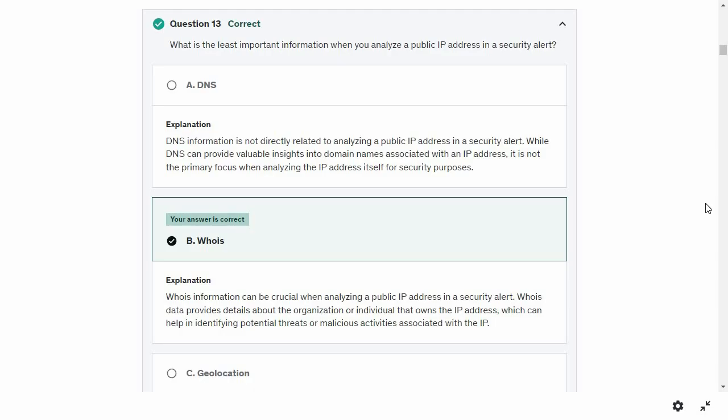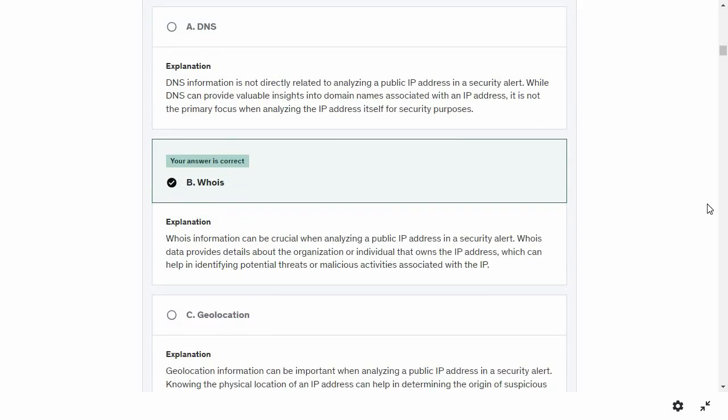Question number 3. Explanation. Answer number 1. Explanation. A DNS, domain name server information, is not directly related to analyzing a public IP address in a security alert. While domain name server can provide valuable insight into domain names associated with an IP address, it is not the primary focus when analyzing the IP address itself for security purposes. So DNS is not the correct answer for this scenario.